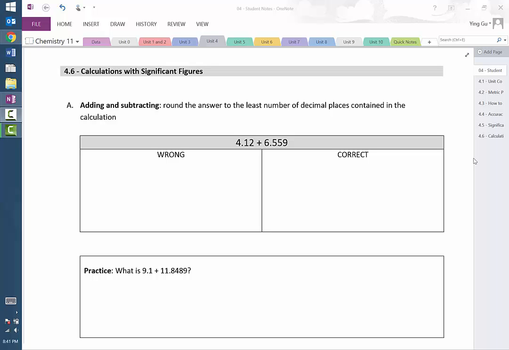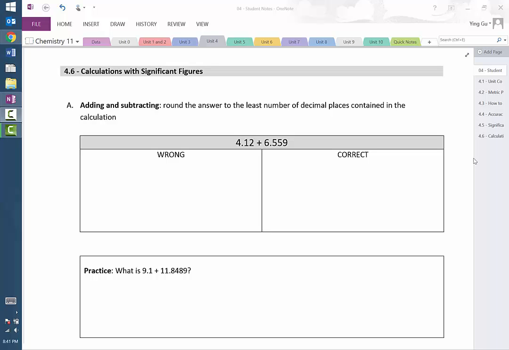Calculations with significant figures. Now, when we do calculations in chemistry and we get a number in a calculator, it's going to have a lot of decimal places. And one of the things that we have to make sure of is that we don't report any more decimal places than necessary. And that comes back to significant figures.